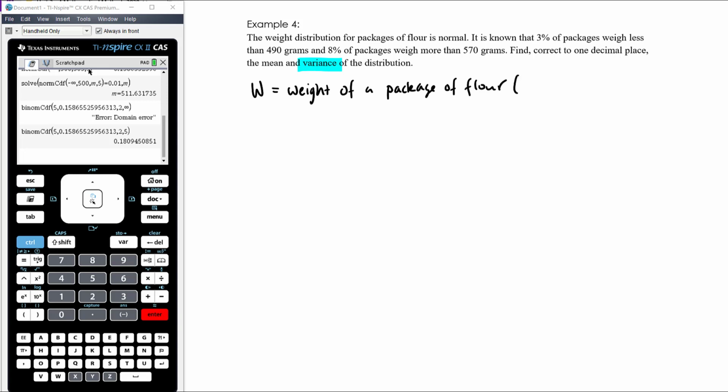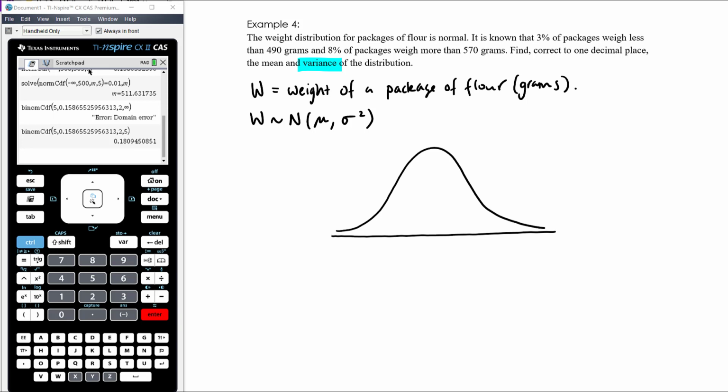And it is in grams. Okay. W is a normally distributed variable, but we don't know its mean and we don't know its standard deviation. Hence, we also don't know its variance. Okay, so this is one of those problems like we looked at in the previous video, where both mean and standard deviation are unknown, and we need to use standardization here.